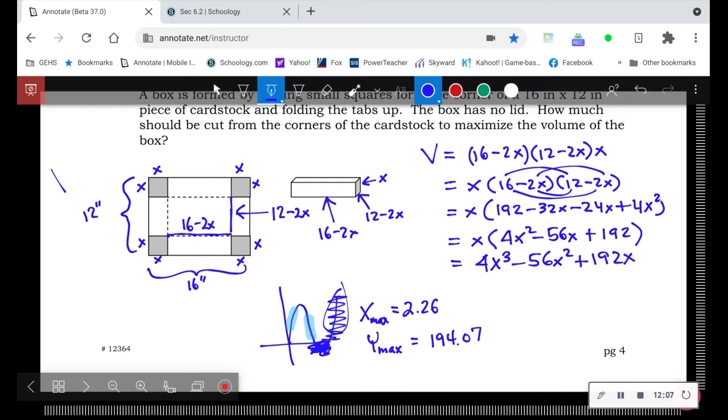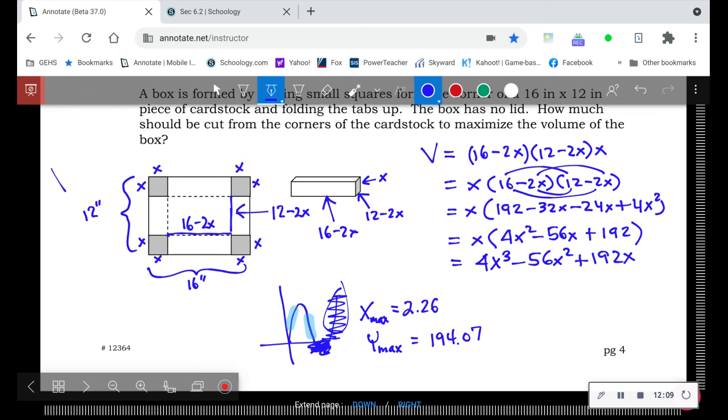Now, we have to be careful to answer the question. In the original problem here, it says, how much should you cut from the corners to maximize the volume of the box? So 2.25 inches is the right answer. And if you do that, if you took a little bit more than 2.25 inches out of each corner, your box would hold 194 and a little bit cubic inches. And that would be the maximum volume that this box would hold.